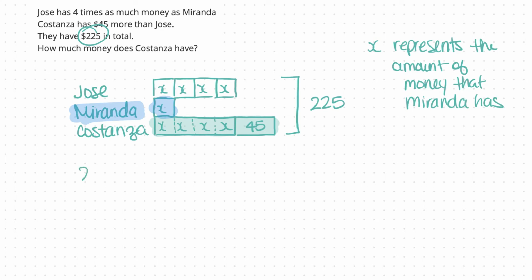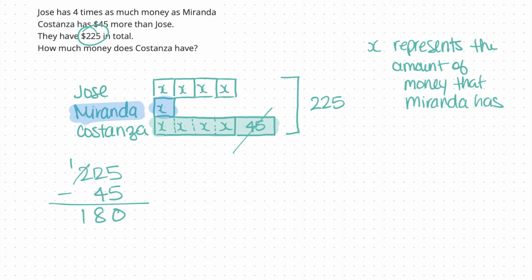So now let's try to figure out what Costanza has. If we have 225, we can take away 45, because that would go away. And then we would subtract. 5 minus 5 is 0, we have to borrow, that becomes 1. 12 take away 4 gives us 8, and then we get 180. So now we have 180 for all of those x's.